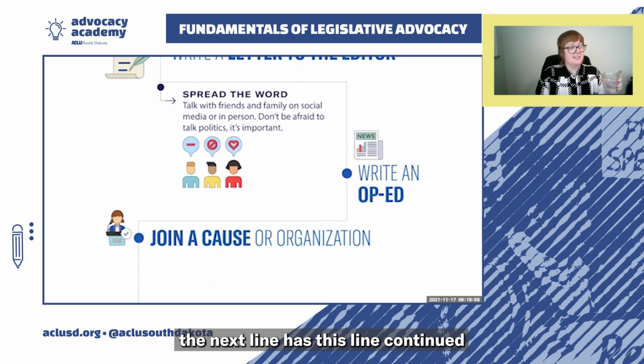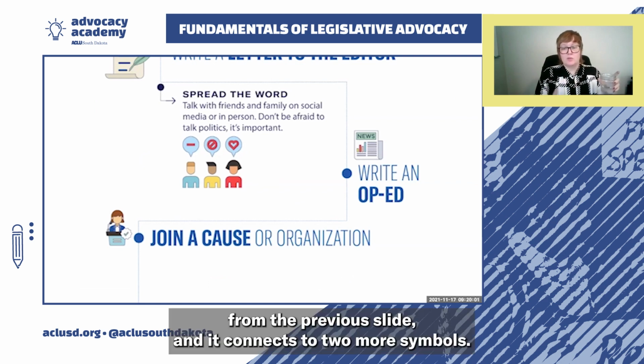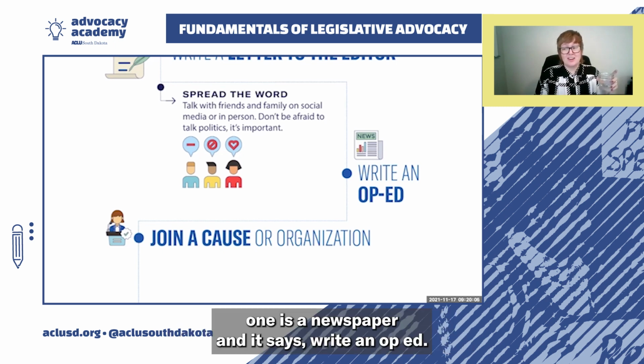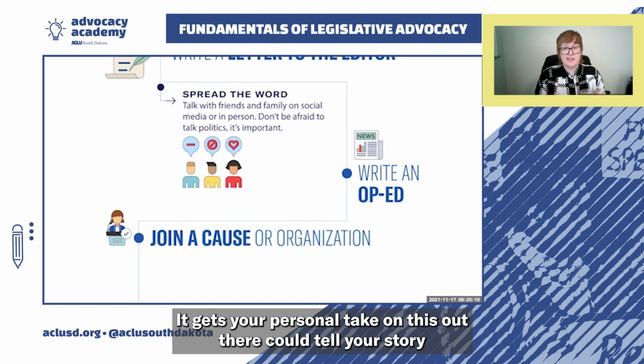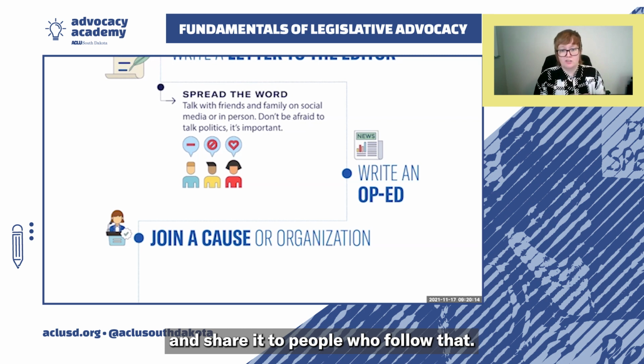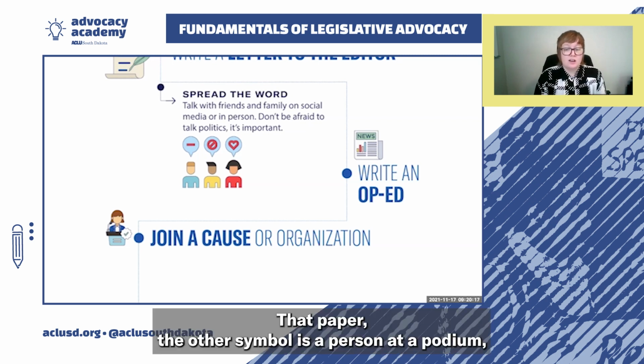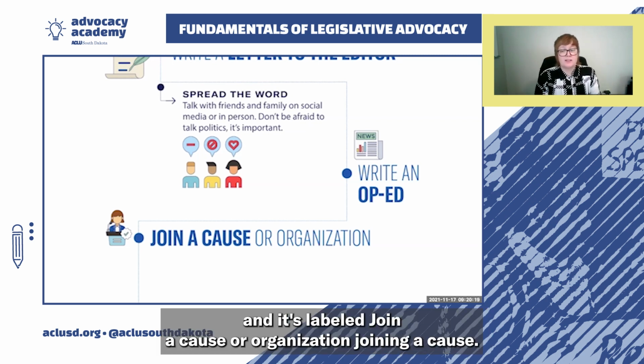The next slide has this line continued from the previous slide, and it connects to two more symbols. One is a newspaper, and it says, write an op-ed. This is another way to engage the media. It gets your personal take on this out there. It could tell your story and share it to people who follow that paper. The other symbol is a person at a podium, and it's labeled join a cause or organization.